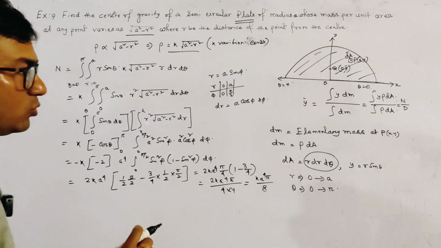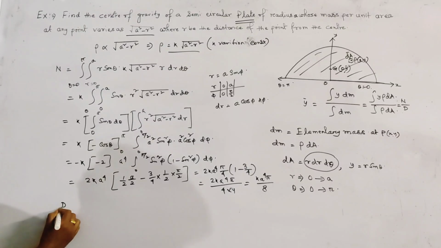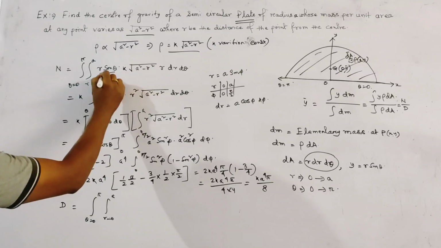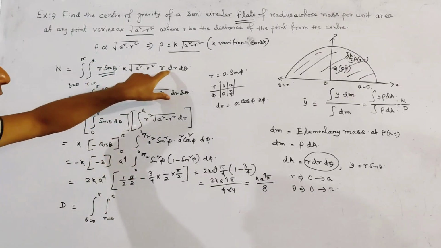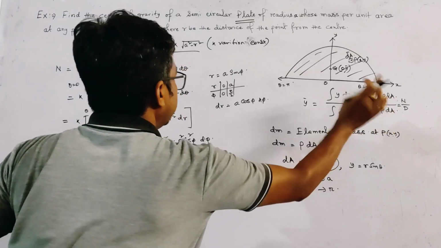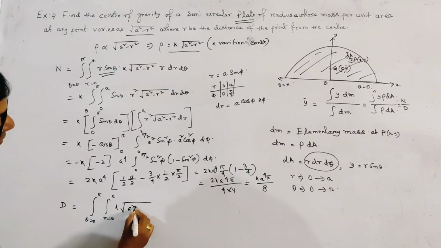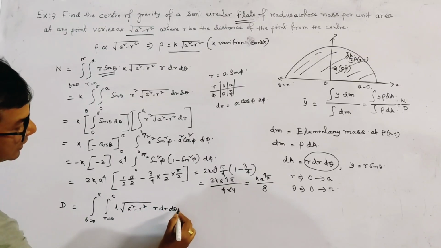Okay. Now we find the value of d. What is d? D is given by, this is also theta equal to 0 to pi and r equal to 0 to a. There is no y, so no r sin theta, only rho and only r dr d theta, because rho into d. So we get k into root under a square minus r square into r dr d theta.